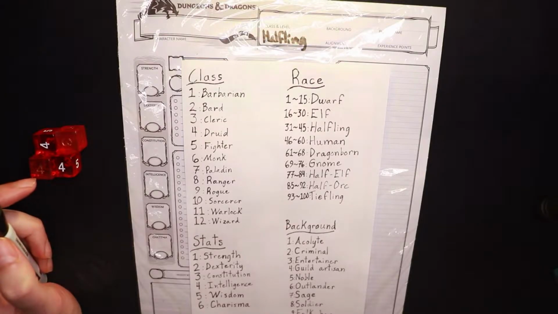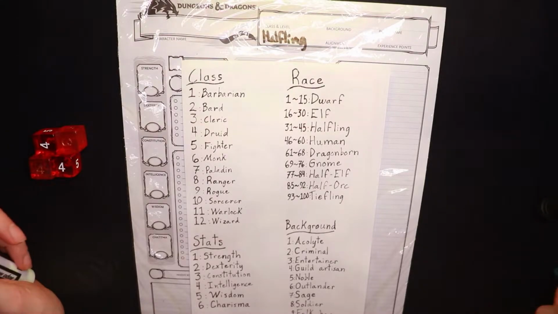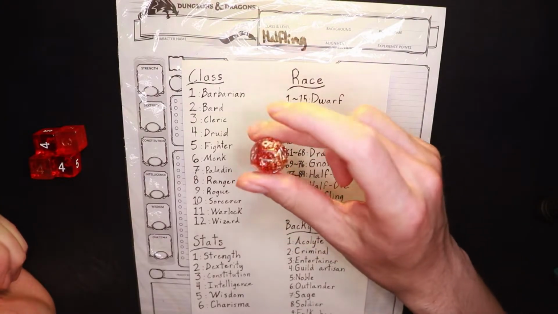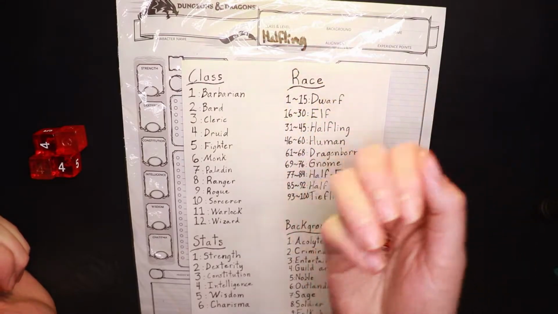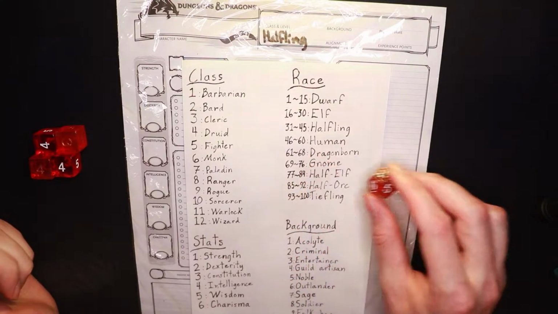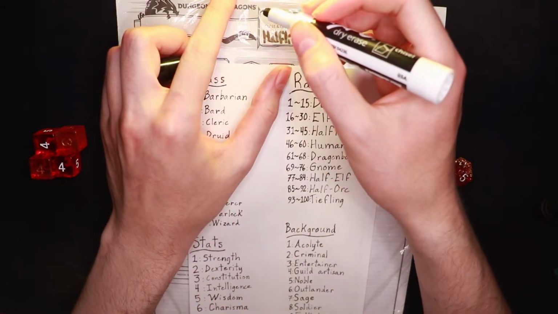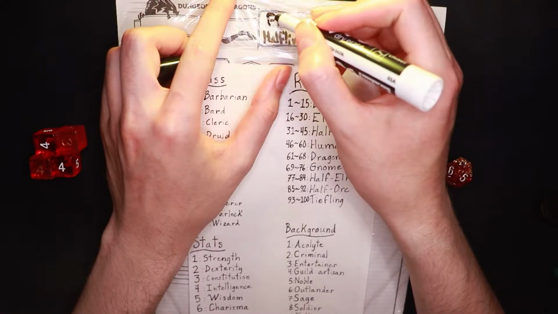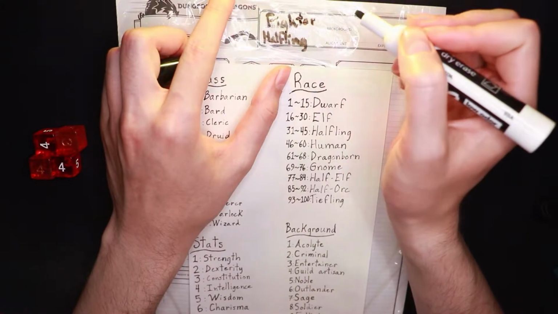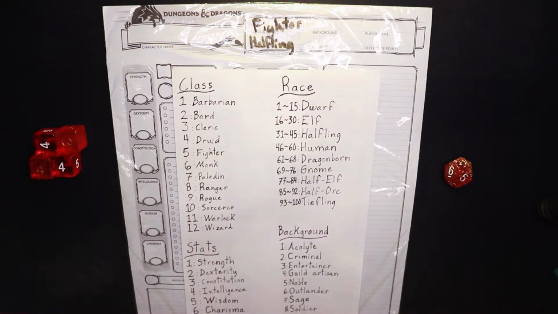So our class, there are 12 classes included in the player's handbook, so these are the ones we're going to be working with. I'm simply going to roll a d12 to see what we get. So that's a 5, so that's going to be a fighter. Halfling fighter, that's interesting. I'm pretty sure we can make that work. There we go. Halfling fighter. We'll roll the background later.